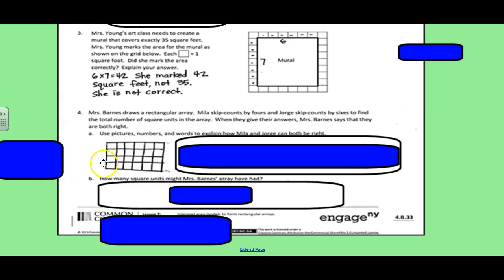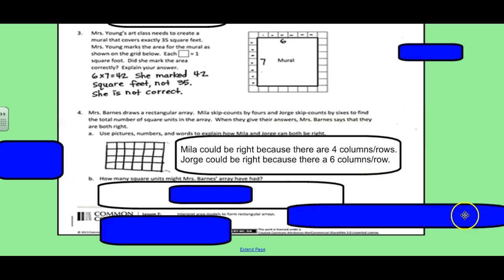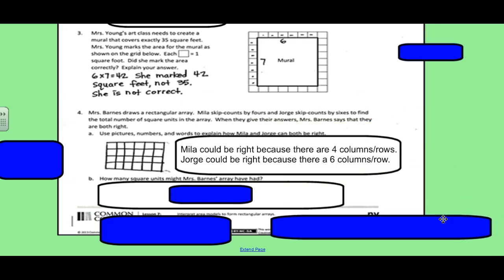Okay, so it looks similar to this. It could have been turned the other way even, but this side has 4 and this side has 6. So both of them could have been right because she could have skip counted by 4 on all of the columns, and George could have skip counted by 6s in each row. Mila could be right because there are 4 columns or rows depending on how you put it. And George could be right because there were 6 columns or 6 rows depending on how you drew your array.